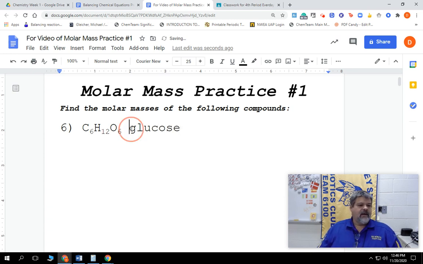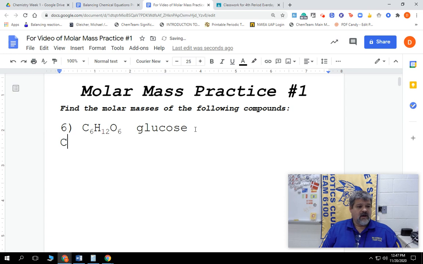And yeah, you would know that. You should know that C6H12O6, that's glucose. But what is the molar mass of glucose? That's what we're looking for. So how do we figure out the molar mass? Well, the first thing that we're going to do is write down all the elements that we have and how many we have of each one.